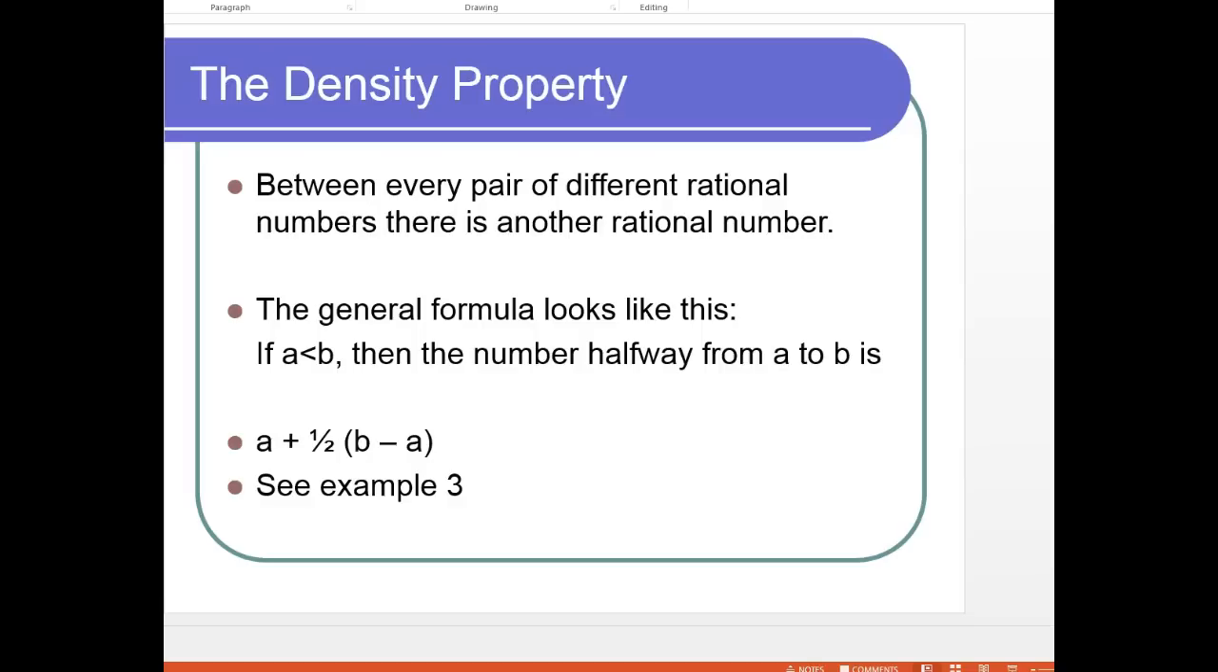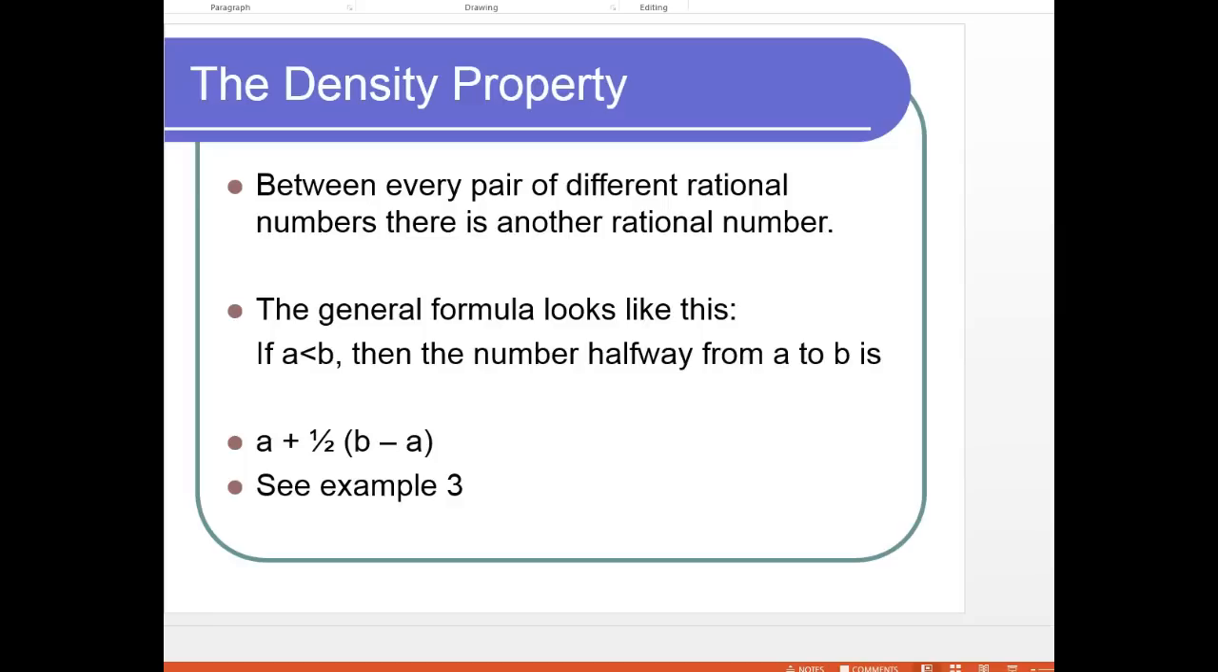Think about your ruler. If you looked at your ruler, we could take those inches and divide them into fourths. We could divide it into eighths. We could divide it into sixteenths. So we can divide that chunk of the ruler up into as many different divisions as we want. And so that's the problem with rational numbers. There's a bunch of rational numbers in between two rational numbers. And so this is where the density property comes in.